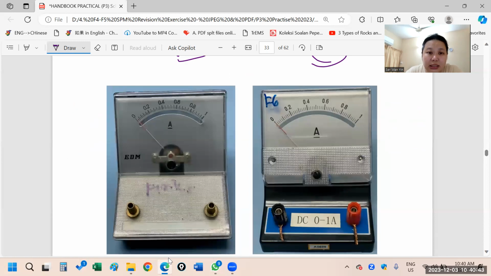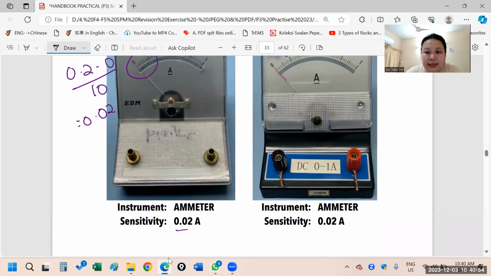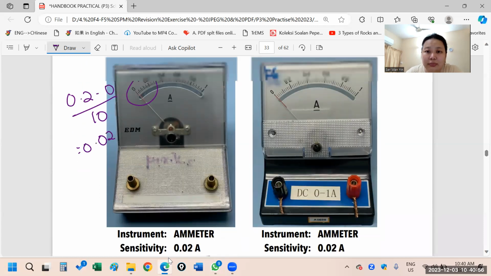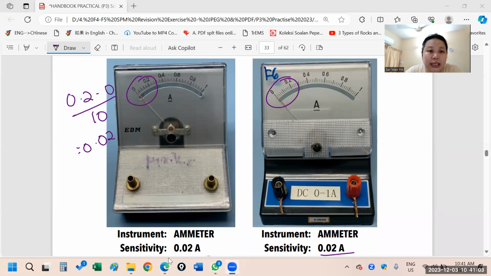Now let's see. Here is 0.2 minus 0 divided by 10. So you get 0.02. Then this one is the same. 0.2 divided by 10, 0.02. If you can see the image of the pointer, your eyes are not perpendicular to the measurement. Yeah, very good. Very good, Darren.